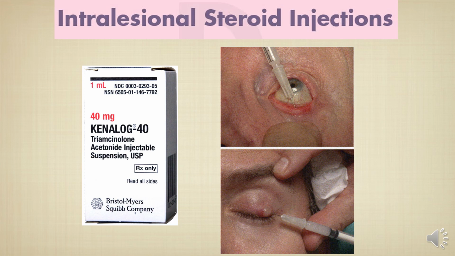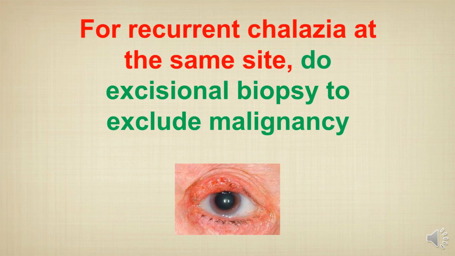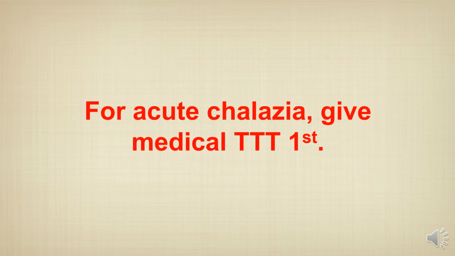Occasionally, we can use intralesional steroid injection, and in many cases, it produces a good response. Marginal chalazia are shaved. For recurrent chalazion at the same site, an excisional biopsy is important to exclude malignancy. Acute chalazia are given medical treatment first in the form of antibiotics, hot fomentation, and anti-inflammatories.